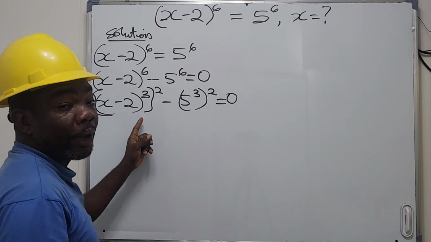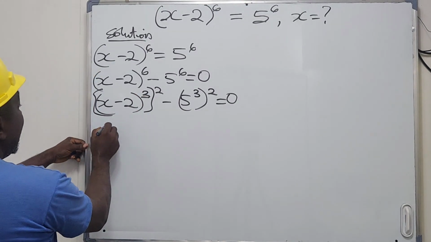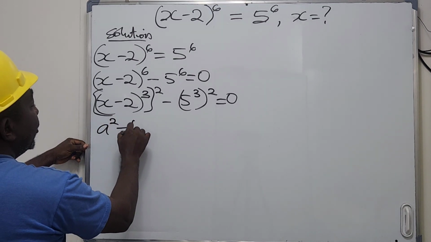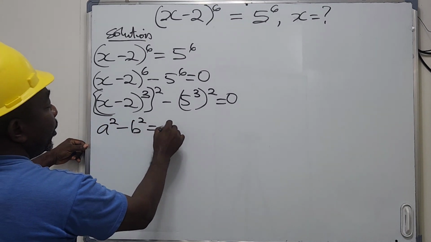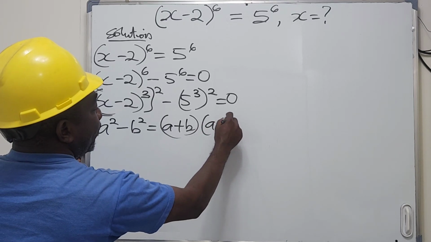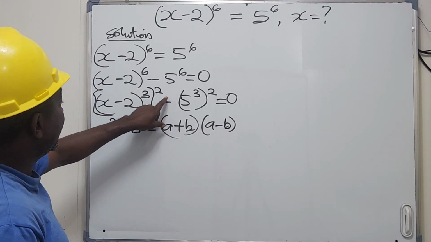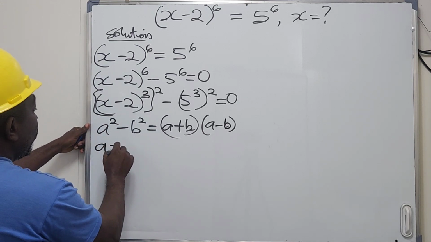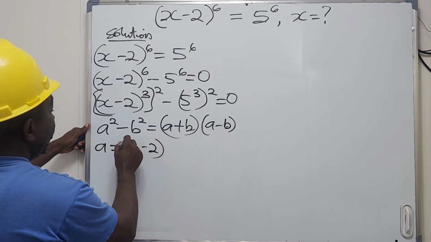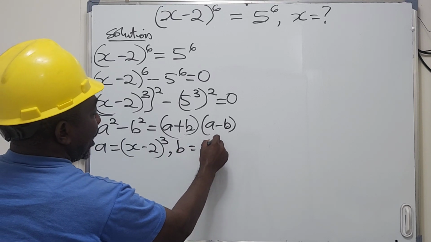In this case, you can see this as a difference of two squares, where this represents a^2 − b^2, which equals (a + b)(a − b). So we are going to represent this in this format. In this case, our a equals (x − 2)^3, then our b equals 5^3.